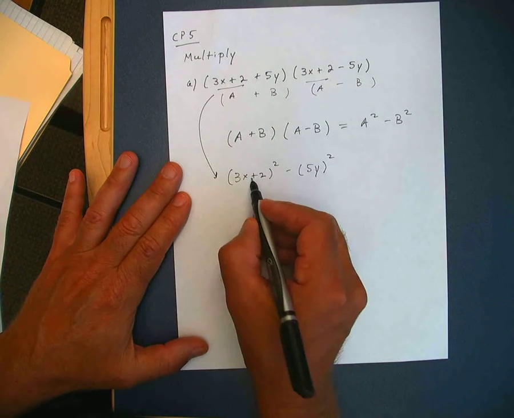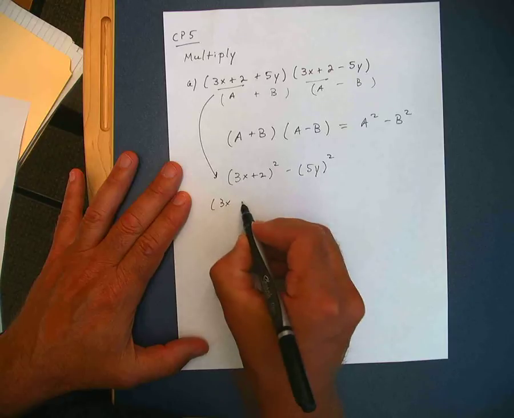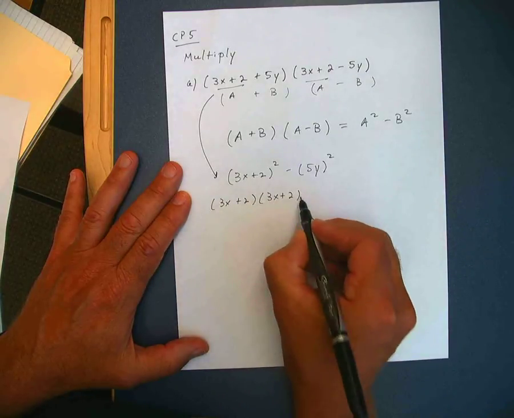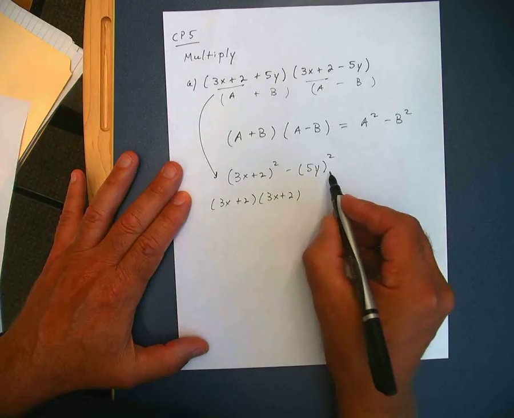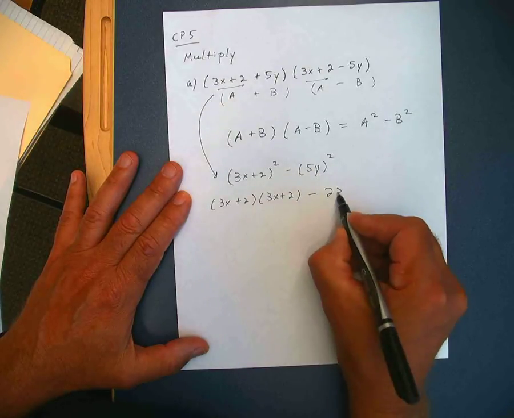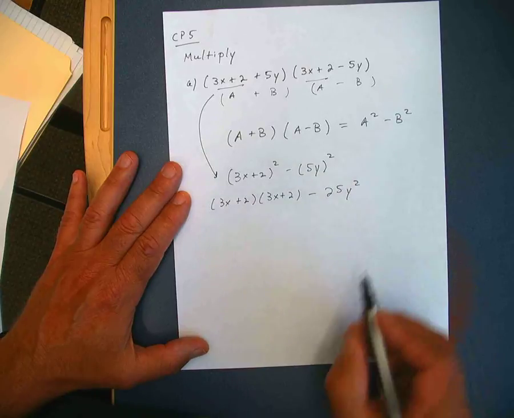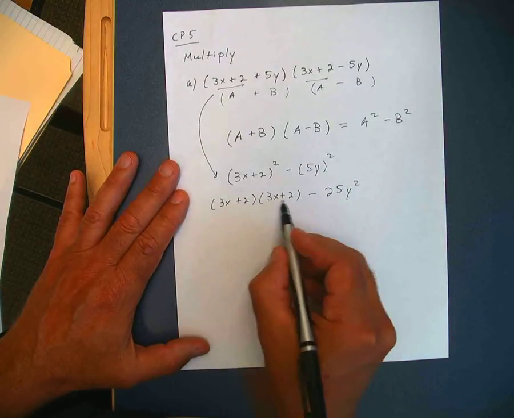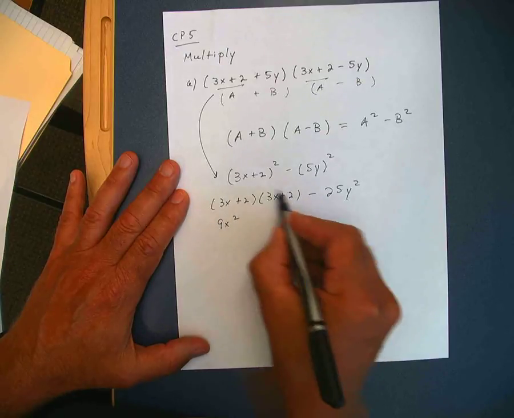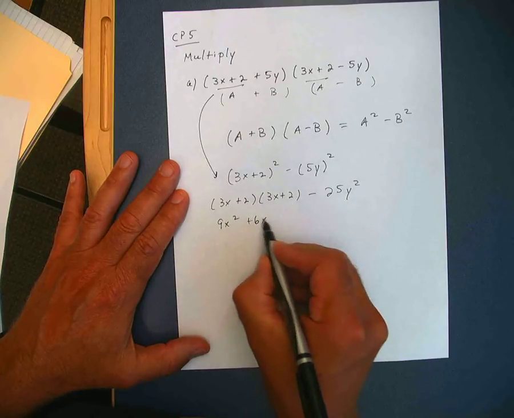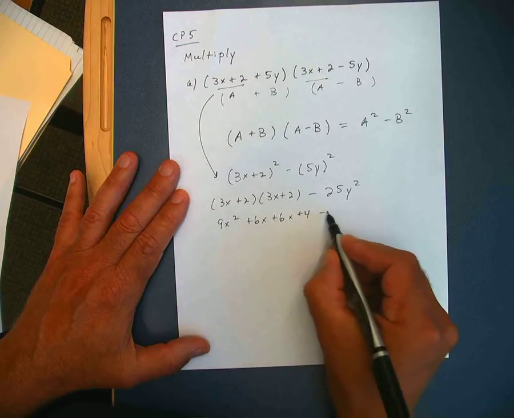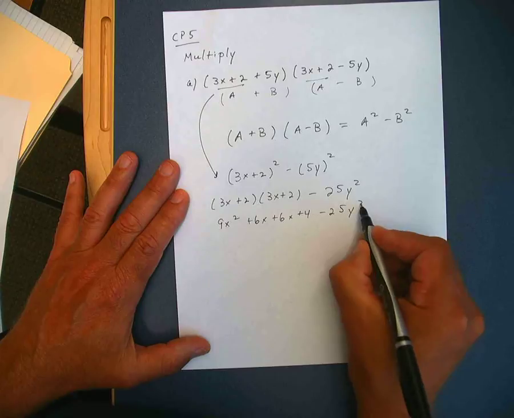When I square 3x plus 2, that's 3x plus 2 times 3x plus 2, you get that. Here we're going to have minus, and when we square this, we're going to have 25y squared. So I'm done with that term. But let's multiply these two binomials out. 3x times 3x, you get 9x squared plus 6x plus 6x plus 4. And we still have the minus 25y squared.